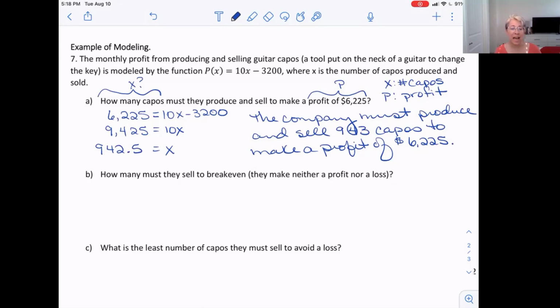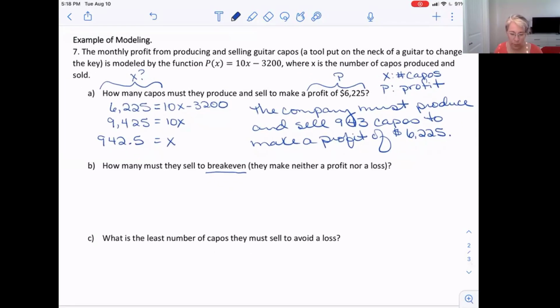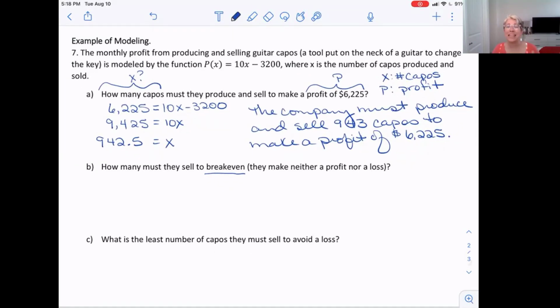The second question is, how much must they sell to break even? Again, you will learn this later in a business calculus course, but the break-even point is the point where you're making neither a profit nor a loss. If the profit is positive, you're making money. If it's negative, you're making a loss. So what's the only number that's neither positive or negative? 0. So again, that's where those intercepts and zeros come in.